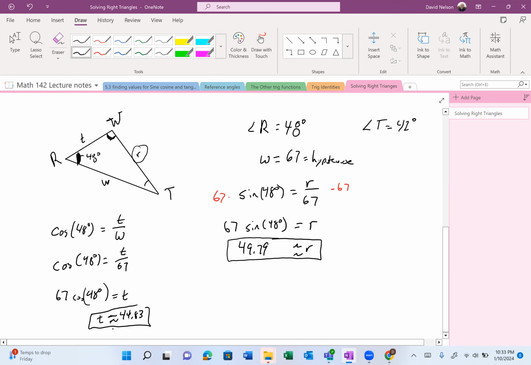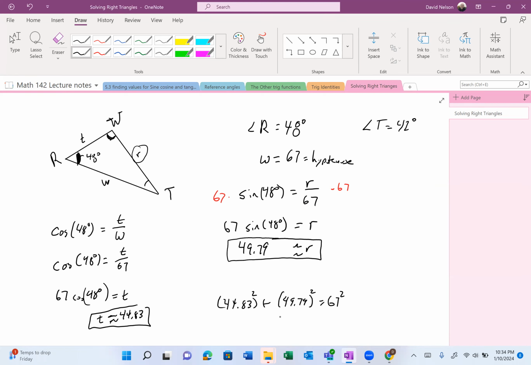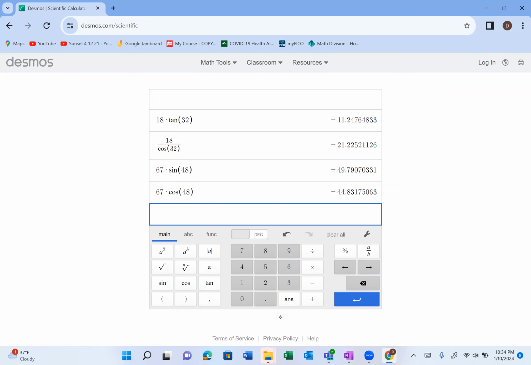Okay. And well, we are in a right triangle. As a side note, I could have used the Pythagorean theorem instead of using the cosine, but I should know that this should meet the Pythagorean theorem. So 44.83 squared plus 49.79 squared should equal 67 squared, according to the Pythagorean theorem. The squares of the two sides added together should equal the square of the hypotenuse. Let's go check that over here on our calculator.